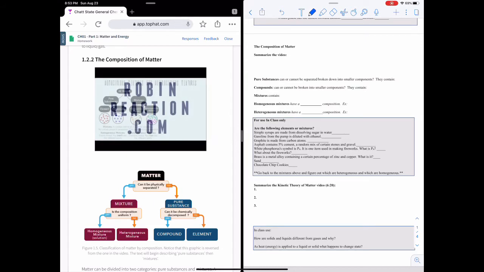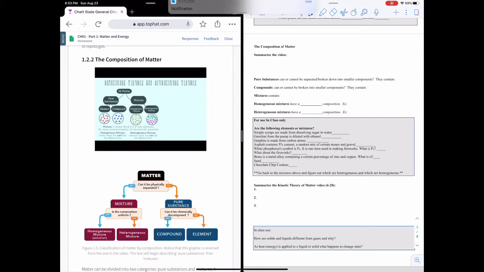RobinReaction.com. In this video, I'll be going over the differences between homogeneous mixtures and heterogeneous mixtures. First we're going to go over some definitions and look at this chart, and then I'll do some practice problems. Even though this video is just going to focus on the right-hand side, which is mixtures, let's do a quick review.